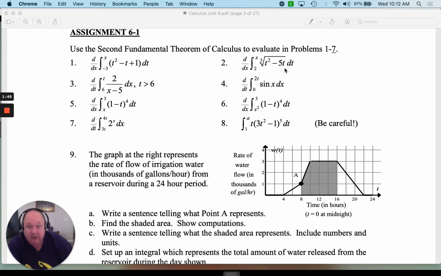Number 4. What I'm looking for again is the bottom bound, a constant. Any constant. So 0 to 2t, just a substitution question. So put in 2t for x, and you get sine 2t. Done. Number 5.